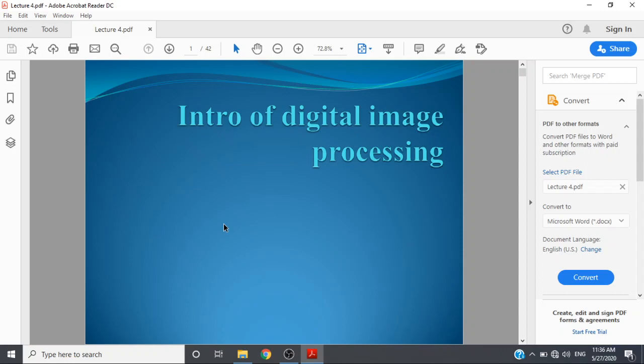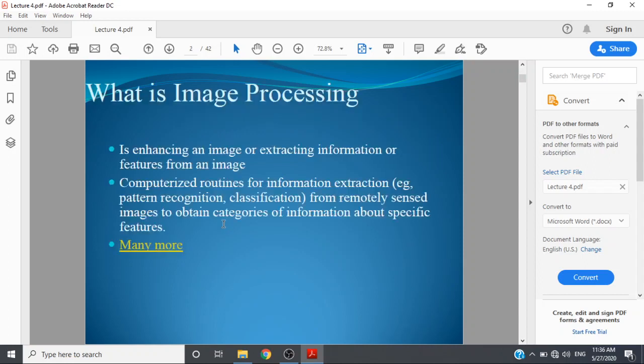In the course of remote sensing and GIS, today we will discuss digital image processing. So let's start with the introduction of image processing. What is image processing? It is enhancing an image or extracting information or features from an image.